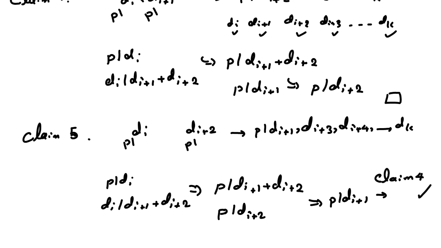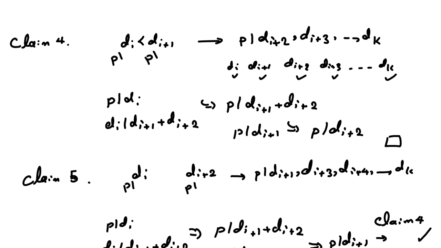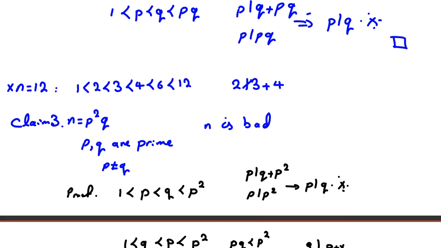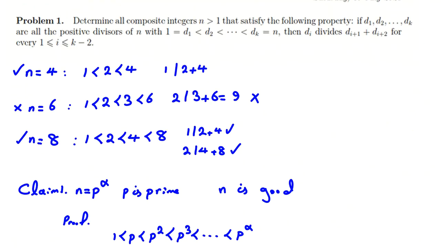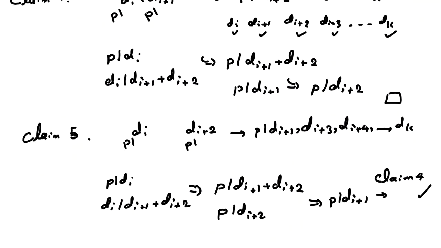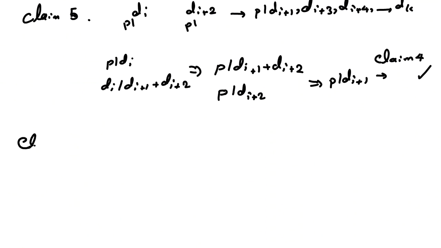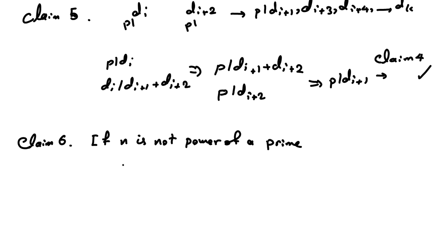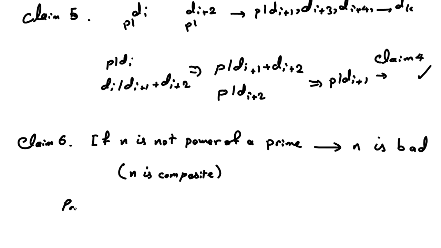Okay, now we've considered these claims. So we've proved 12 is bad. Now that we've understood all numbers are bad except powers of primes, we guess that, let's write it as claim 6: if n is not a power of prime, n is bad. n is not a power of a prime, and we know n is a composite number. It's not prime, it's not 1. Then n is bad. Let's try to prove this lemma.